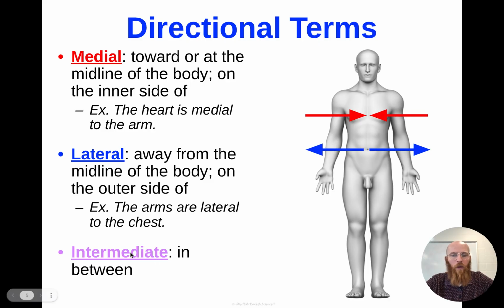And we will also have the term intermediate. This just means that it's something in between. So if I'm describing a region in between, let's say maybe the heart and the arm, I could say that the chest is intermediate to the heart and the arm. And that would tell me it's in between those two things.